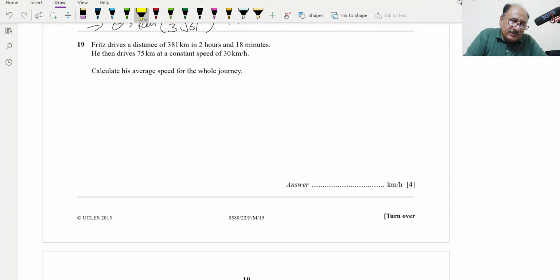Now question number 19. Fritz drives a distance of 381 kilometers in 2 hours and 18 minutes. He then drives 75 kilometers at a constant speed of 30 km per hour. Calculate his average speed for the whole journey. So this is 2 hours and 18 minutes. First of all, we need to change into decimal value.